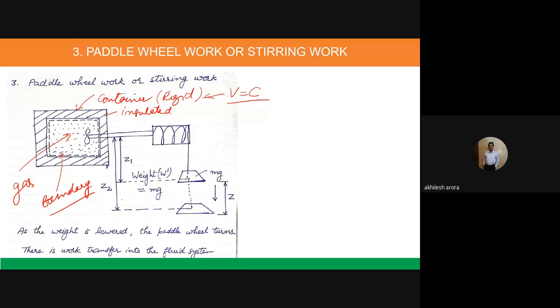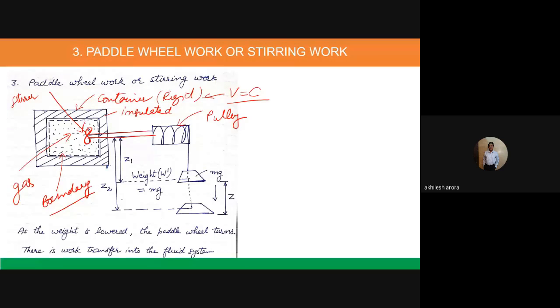Okay, so next, this is a sort of pulley. You can consider this as a pulley, and a rope is wound over it. This pulley has a shaft which goes inside this container, and at the end there is a sort of rotor or a fan installed, or you can also call this a stirrer, which has blades. So when this pulley moves, the shaft will move and the stirrer will also move in the gas.